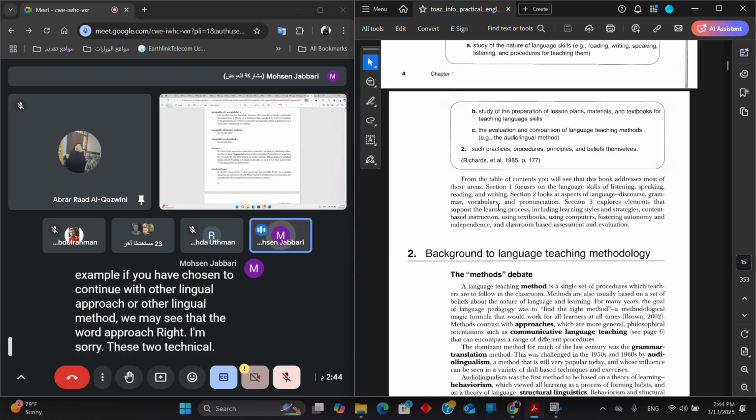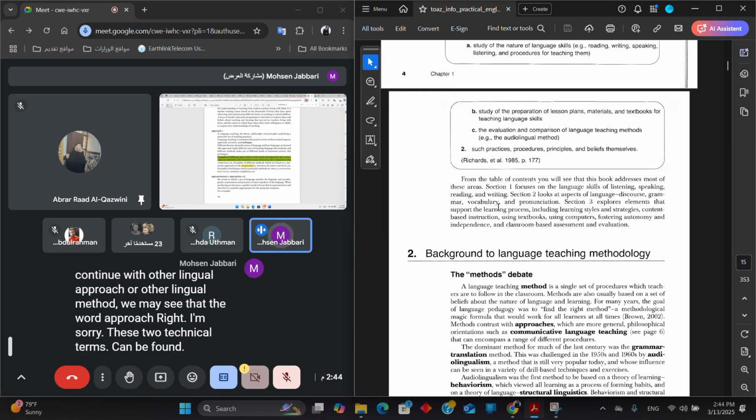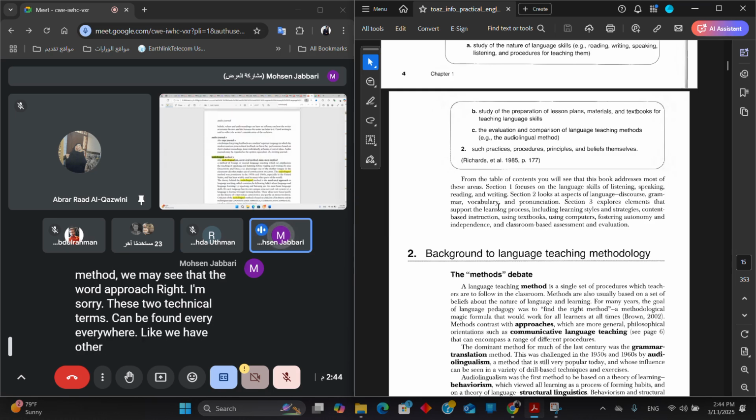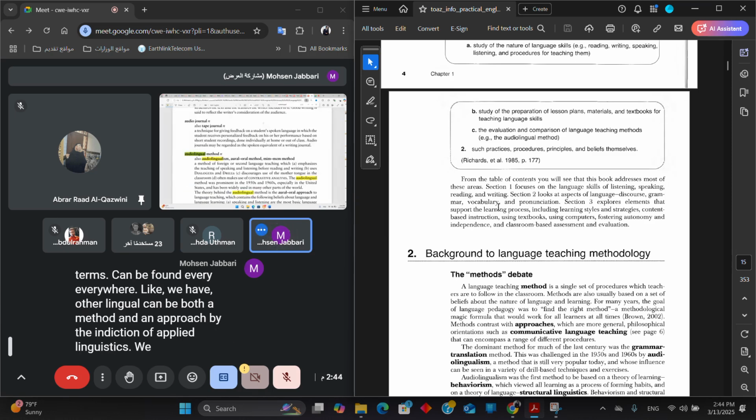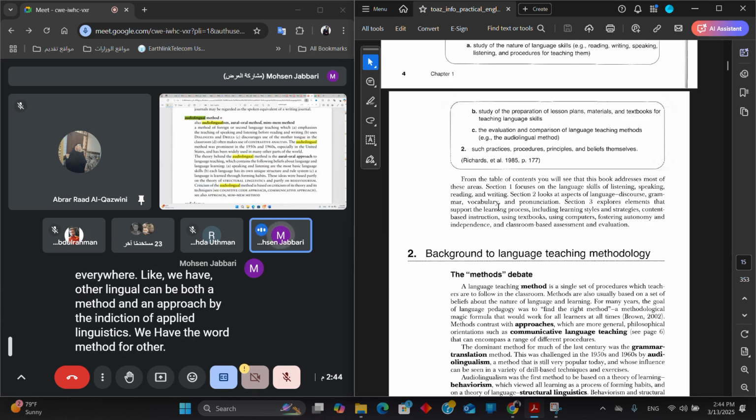These two technical terms can be found everywhere. Audiolingual can be both a method and an approach, but in the Dictionary of Applied Linguistics, we have the word method for audiolingualism. Other names for the audiolingual method can be the oral method, or the mim-mem method, mimicry memorization method, which is a method of foreign or second language teaching which emphasizes the teaching of speaking and listening before reading and writing.